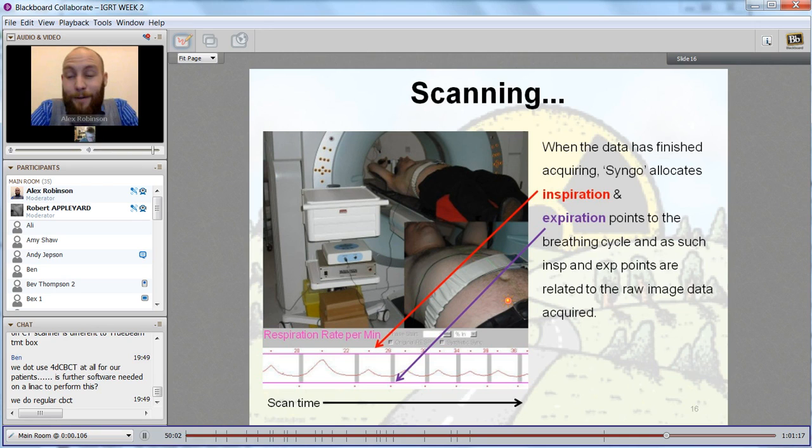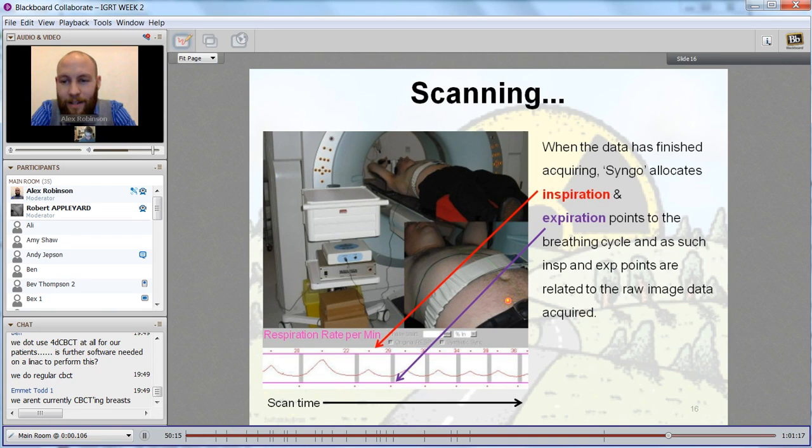Hiya Ben. So, as always, further software and the big old further licenses are required to do 4D CBCT. So once again, it's all about the money, unfortunately.